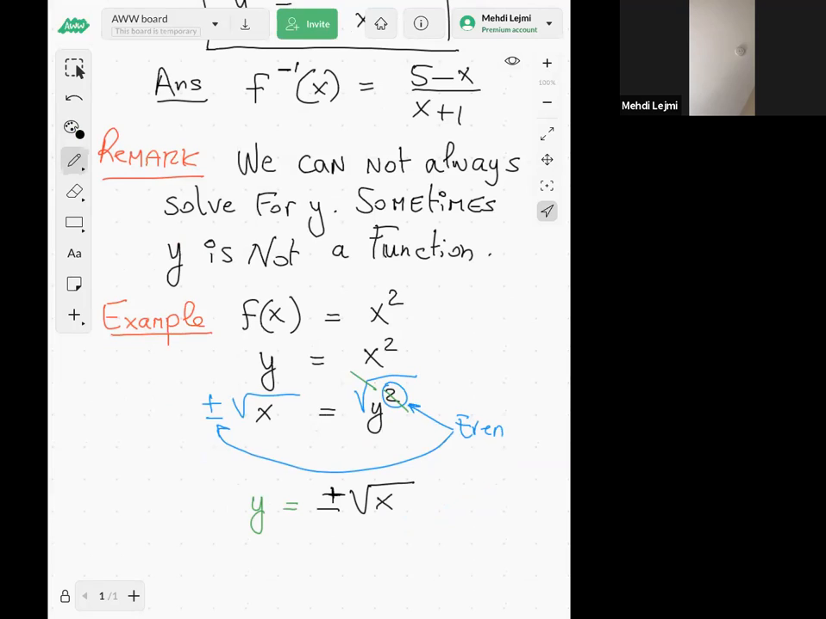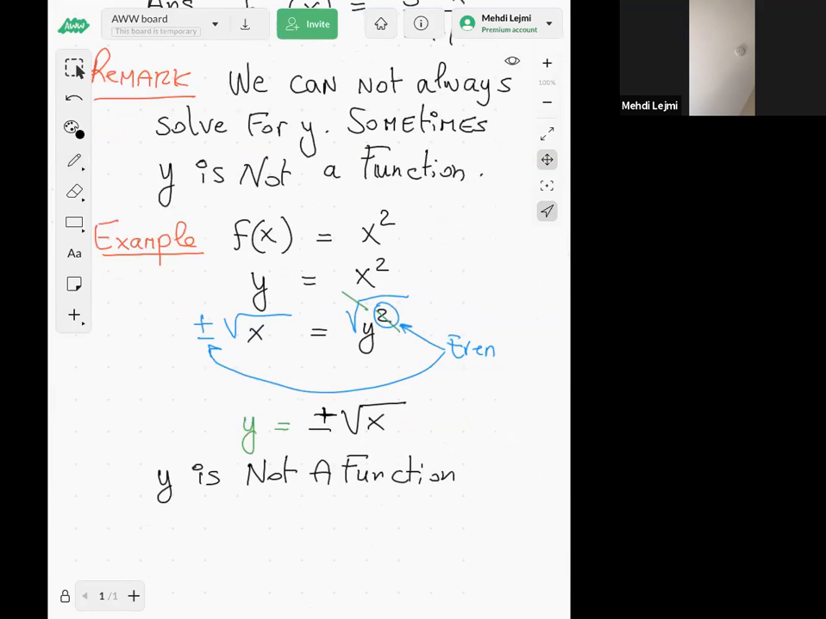Remember, in order to be a function, for each input x, there is exactly one output. And here, if your input x is 1, you're going to end up with two possible outputs, plus or negative 1. So this y is not a function. So this function f does not have an inverse. So f of x does not have an inverse.